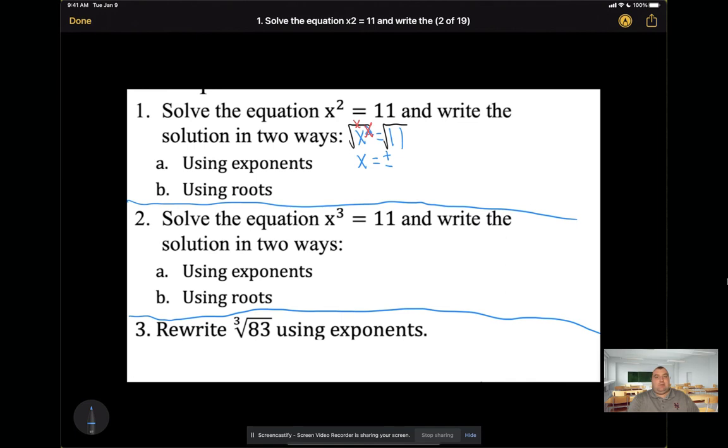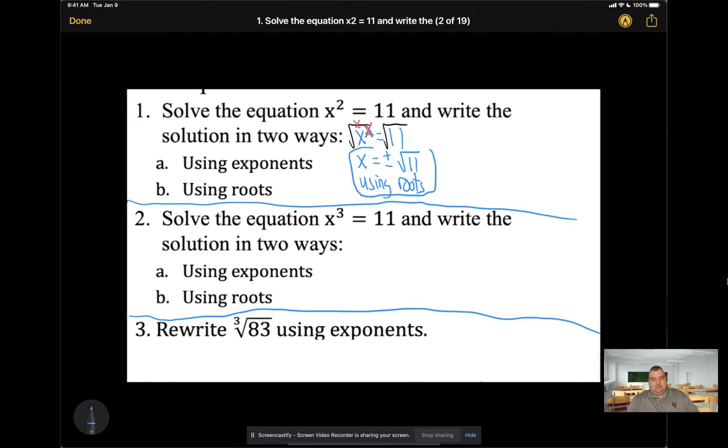So very often, when I write the solution to an equation like this and I end up having to take the square root of a non-perfect square, I will leave it in square root form. So I will say that x equals positive and negative square root of 11. That is actually the answer to part B. This is the solution using roots.